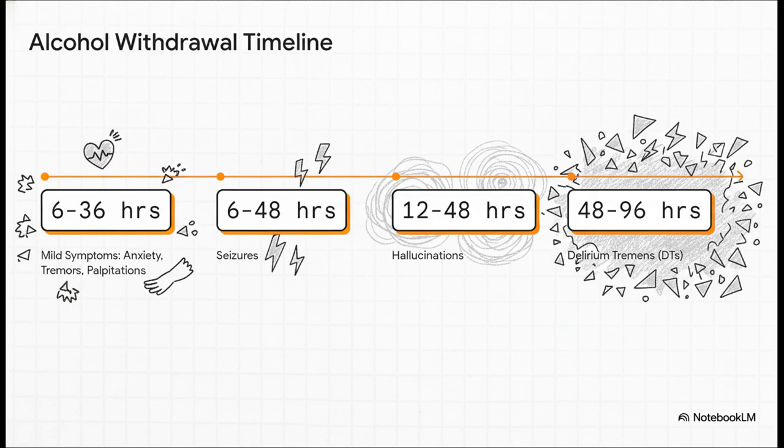Okay, this timeline? You absolutely have to have this memorized. No joke. The mild symptoms, they start within hours. But the really lethal complications, we're talking seizures and delirium tremens, they can show up anywhere from 6 to 96 hours after that last drink. Knowing this timeline is how you anticipate what's coming and intervene before it becomes a full-blown crisis.